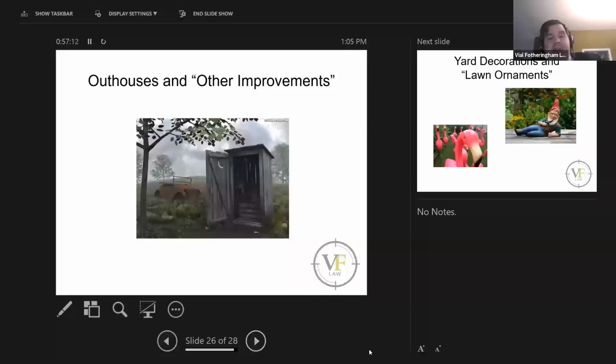And then outhouses and other improvements. This is often language that you'll see in the documents, including the definition of improvement, like we talked about earlier. It will have something like outhouses or other improvements. Well, in your guidelines, define what some of those improvements are. Give some examples. Make it clear so that it's clear that you can deal with it.